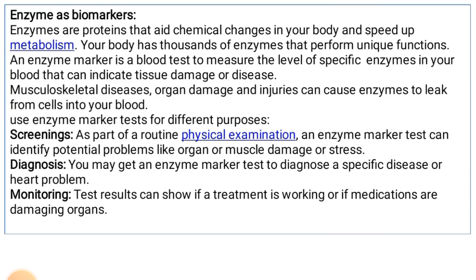We use enzyme marker tests for different purposes. We use different enzyme markers for different purposes.